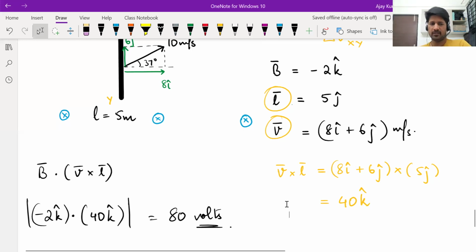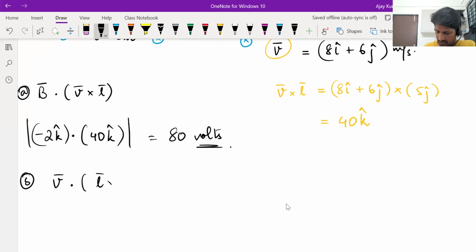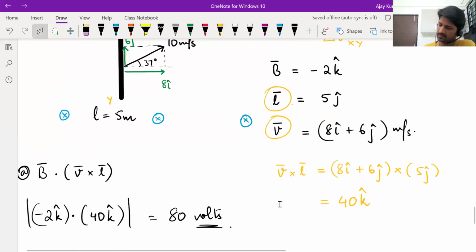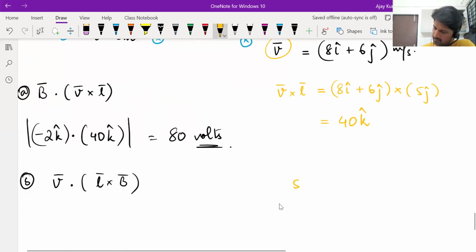Okay, this is one way, B dot V cross L. Let us interchange the vectors and see if we get the same answer or not. Let's take V dot L cross B. One of you quickly tell me L cross B this time. L is 5 j cap, B is minus 2 k cap. 5 j cap cross minus 2 k cap. How much will that be?